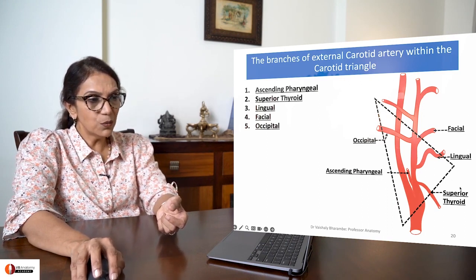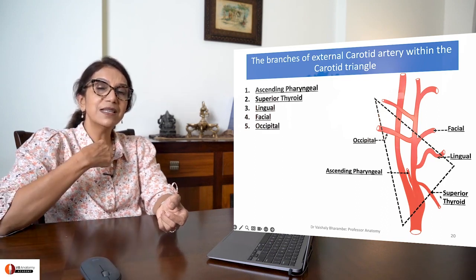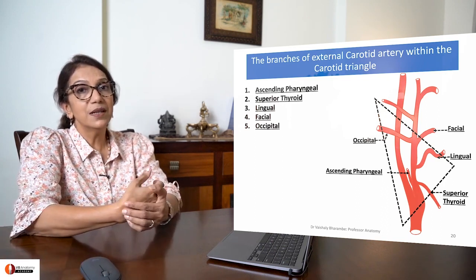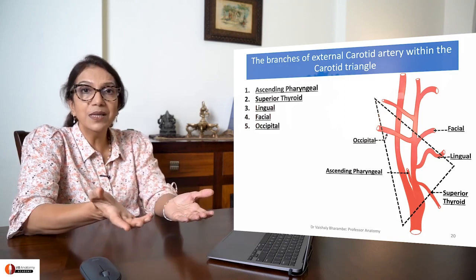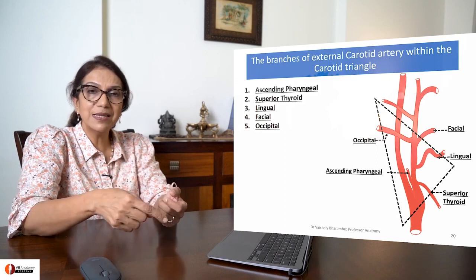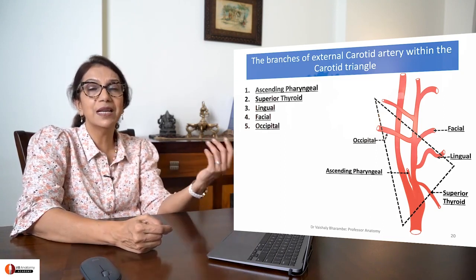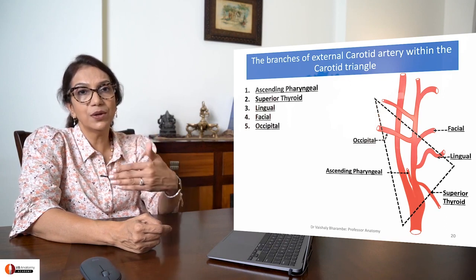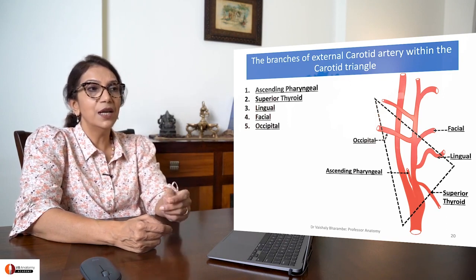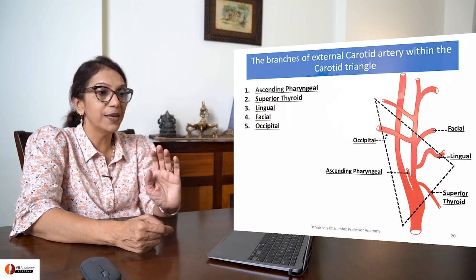The second artery I want you to see is the superior thyroid here, which emerges and descends downwards towards the thyroid gland. It supplies the thyroid gland, anastomoses with the superior thyroid of the opposite side, as well as the inferior thyroid artery of the same side. It also gives a branch that pierces the thyrohyoid membrane.